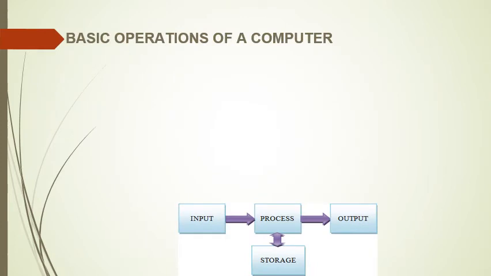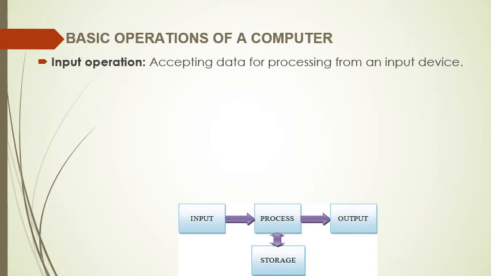Basic operations of a computer. So let's discuss some basic operations of a computer. The first operation is the input operation. Whenever we are giving data to the computer, that operation is known as an input operation, and that is performed through input devices. So what is here? Accepting data for processing from input devices. The input operation will be done through keyboard, mouse, scanner or some other devices.